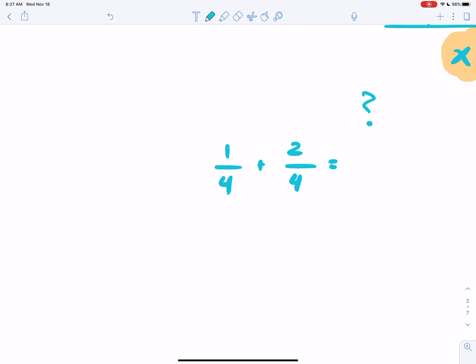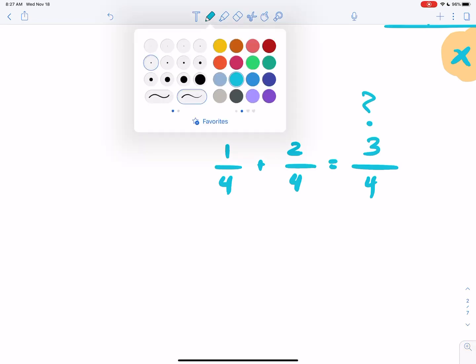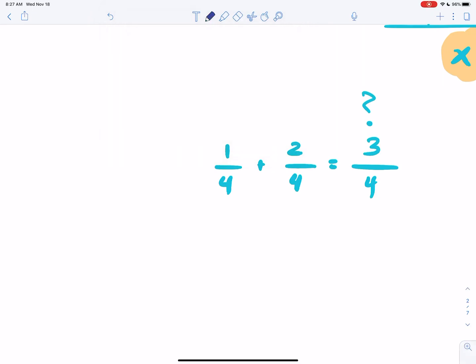Okay, so the rule here is when you're adding fractions, you have to have the same denominator. So that means that's just going to be 1 plus 2, which is 3, and then you keep the same denominator, right? Okay, so here's the thing. What I can do here is, let's say you're not a fan of fractions. What you can do is, if you see a 4 down here, you can multiply by a 4 up here.